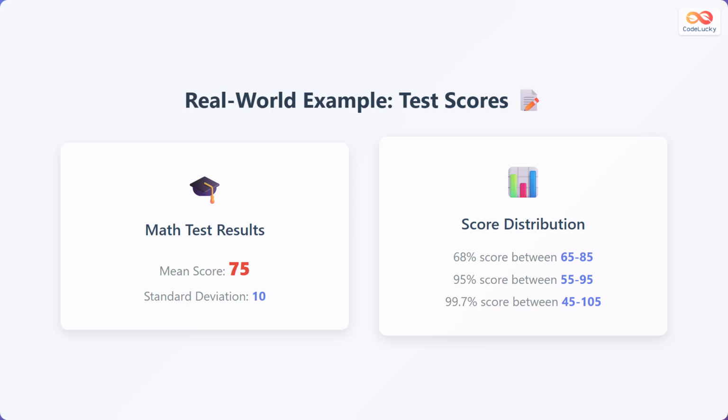Consider a real-world example: math test results. If the mean score is 75 and the standard deviation is 10, then 68% of students score between 65 and 85. 95% score between 55 and 95, and 99.7% score between 45 and 105.